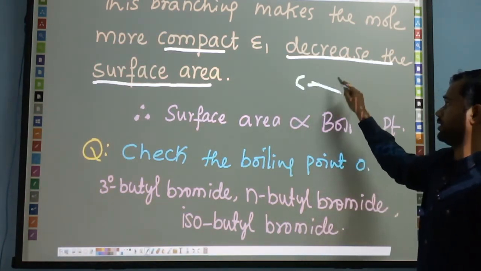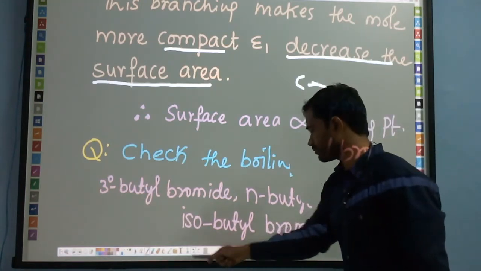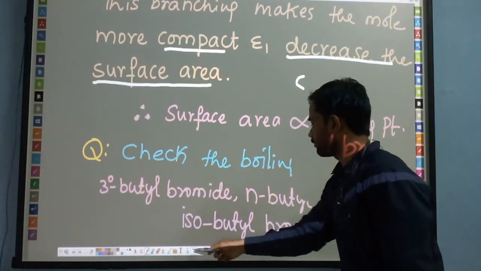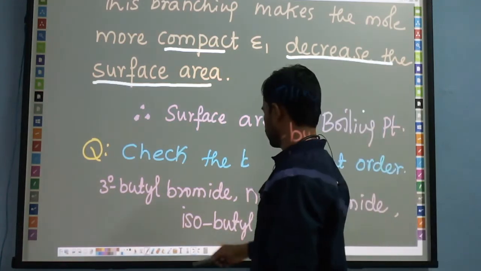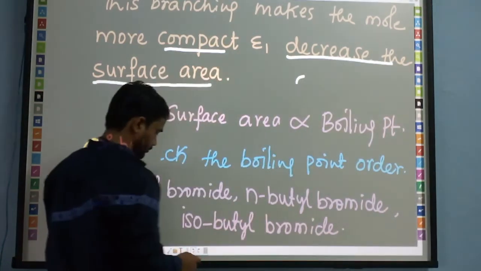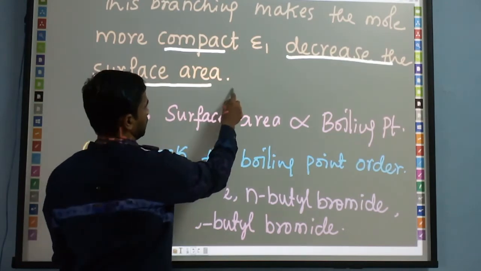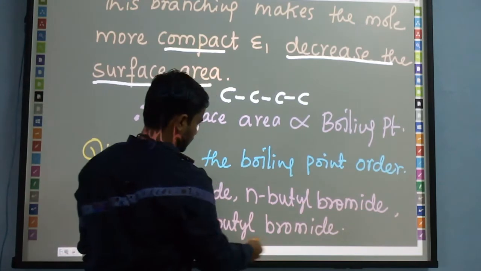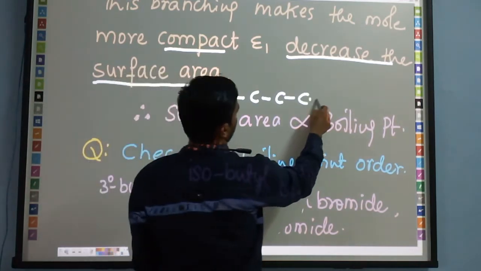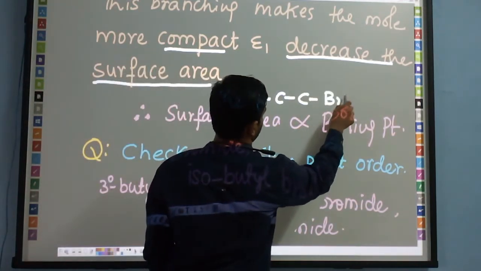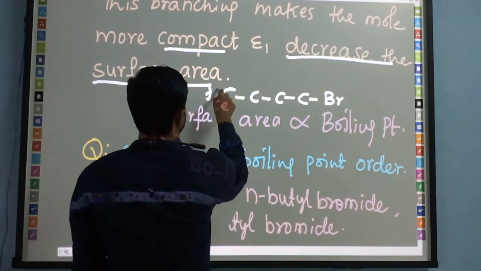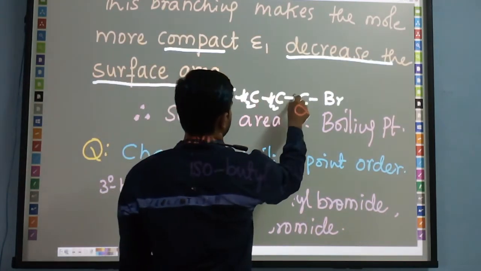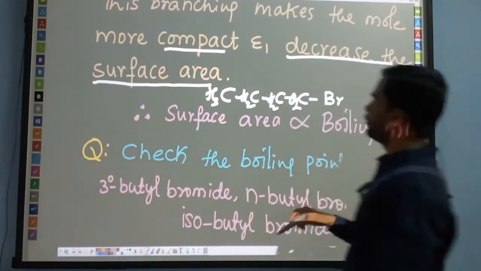Okay, it's going to be like this. Simply it's going to look like this. Okay, let's see. Butyl is going to be normal. Normal means we put the bromide at the end. Okay, it's going to satisfy this CH2, CH2, CH2. Okay, this is the normal butyl bromide.